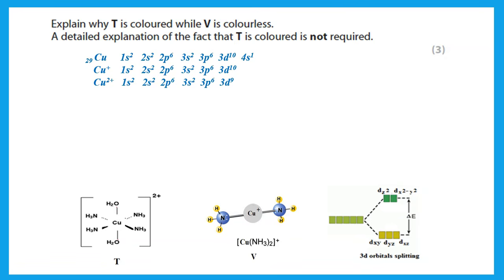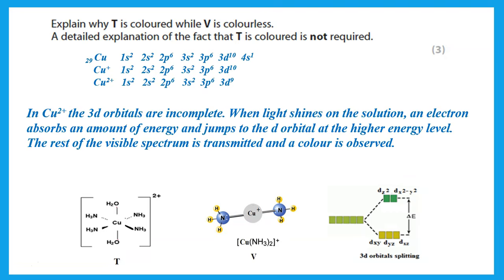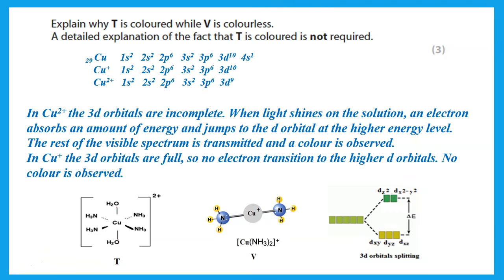While the copper 2 plus, we're going to remove another electron from the 3d, so we said the 3d is incomplete. So a copper 2 complex would have a color. The copper 2 plus has the 3d incomplete. So when light shines on the solution, an electron absorbs an amount of energy, jumps to the d orbital at the higher energy level. The rest of the visible light is transmitted and a color is observed. But copper 1, the 3d are filled, so no electron transition happens, so no color is observed.